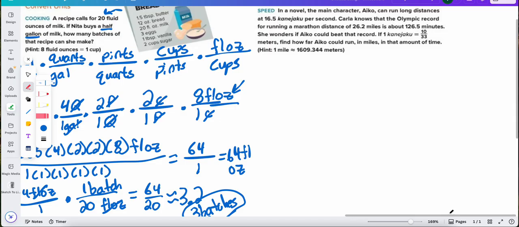So there are actually 2 different types of conversions we'll need to do. One, we'll need to convert distance, because we need to convert this Kanjaku to miles. And we also need to convert our time, because one's in seconds and one is in minutes. Okay, so we're going to go ahead and do that. I'm going to go ahead and do distance first.